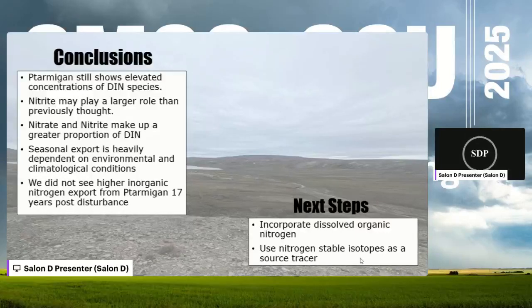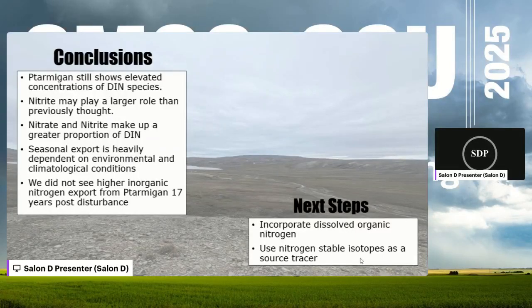And lastly, we did not observe higher discharge or higher export of dissolved inorganic nitrogen in ptarmigan, the disturbed catchment, than in goose, the undisturbed catchment. However, this is probably driven by a cold and dry year, not a recovery of biological processes.